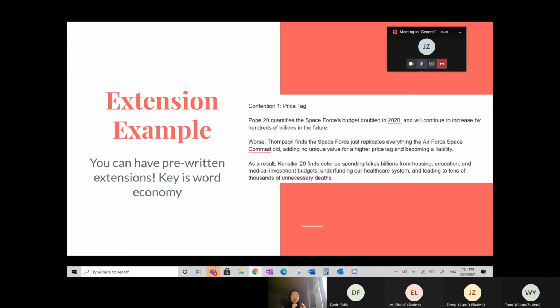And you can have pre-written extensions. The reason why we want to have this is because 3 minutes is really a short amount of time to talk about everything that already went on, right? So if you pre-write your extensions, not only can you say it faster, but you also don't have to think of it on the spot. You can just read it off your computer.